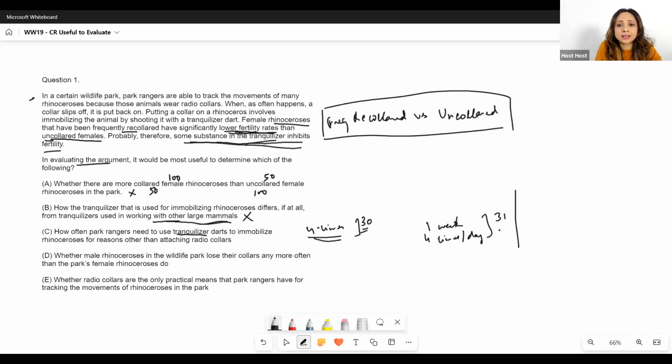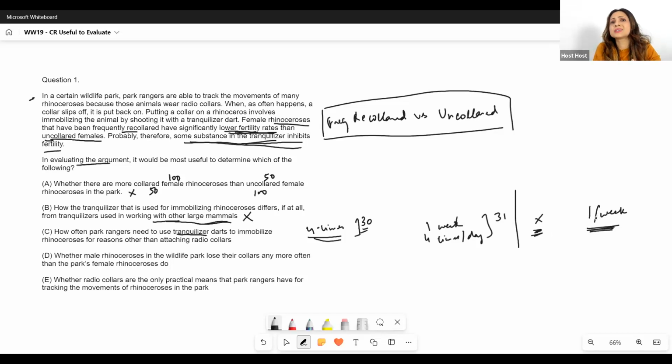But on the other hand, what if you do not need to give a tranquilizer to a rhinoceros who doesn't have a collar? You just don't have to give it. And the other rhinoceroses who do have collars need to be recollared, let's say, once every week. Then what happens? Now it makes sense. Now this does become relevant. Now it does look like it could be something to do with the tranquilizer, because these are not given the tranquilizer at all, and these are given the tranquilizer much more frequently. So the tranquilizer could be the differentiating factor in this case. So this is useful to evaluate.